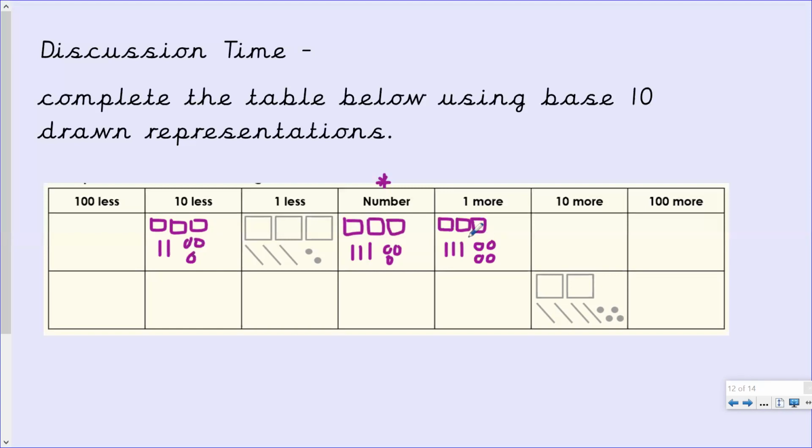How about if I'm finding 10 more than my number? Which column would be affected? My tens column, and I would need 1 more 10 stick to represent 10 more. So I would have still 300, 10, 20, 30. Instead of 30, I would have 40 because I need 10 more. 10, 20, 30, 40. And my ones would stay the same.